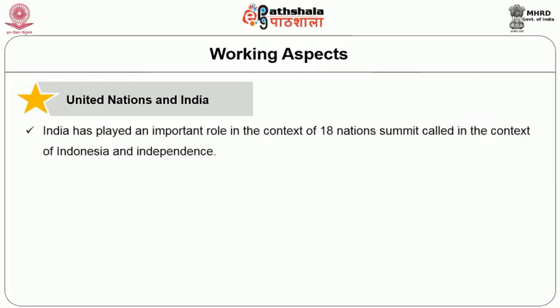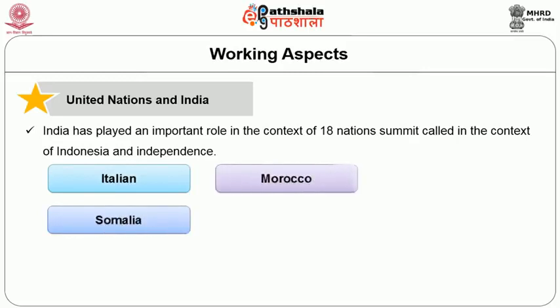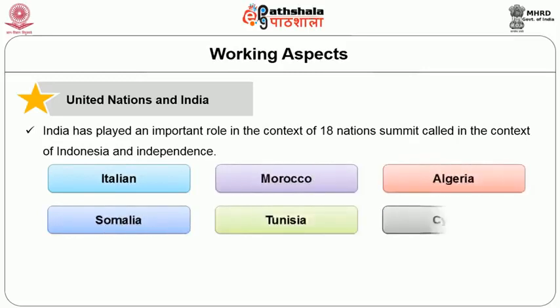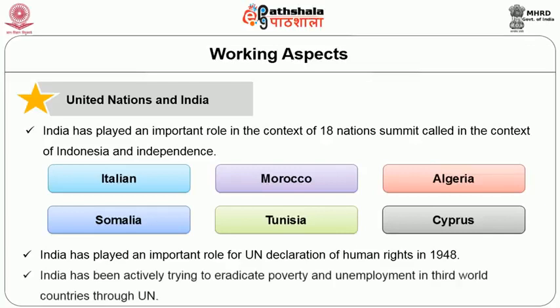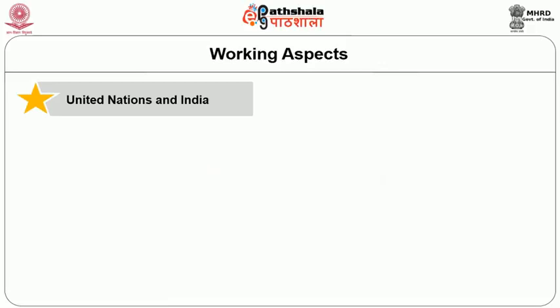India has played an important role in the context of the 18 Nations Summit called in the context of Indonesia and independence of Italian Somalia, Morocco, Tunisia, Algeria and Cyprus, etc. India has played an important role for the UN Declaration of Human Rights in 1948. India has been actively trying to eradicate poverty and unemployment in third world countries through the United Nations.